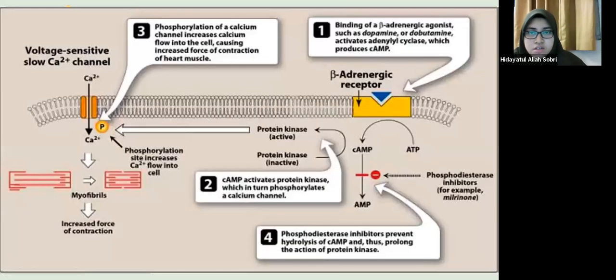So this is the mechanism of action. Dopamine or dobutamine will bind to the beta adrenergic receptor, so ATP will convert to cAMP. cAMP will activate the protein kinase, so there will be phosphorylation and calcium entry into the cells. They will increase the force of contraction. And this is the milrinone action. It will prevent cAMP from converting to AMP, so it will prolong the action of the protein kinase.